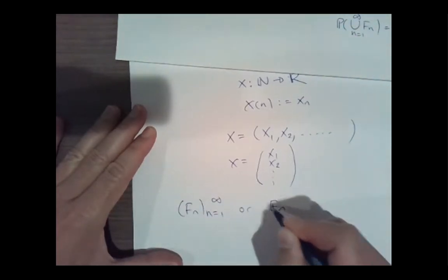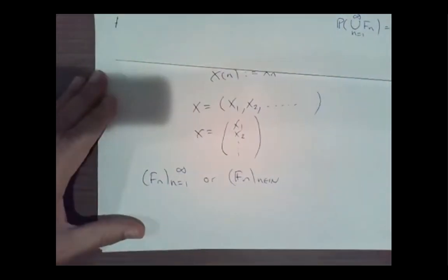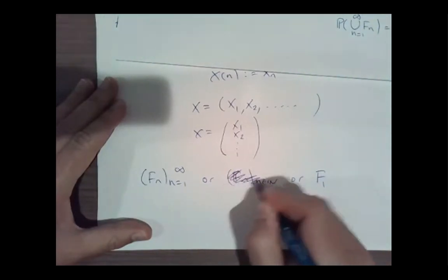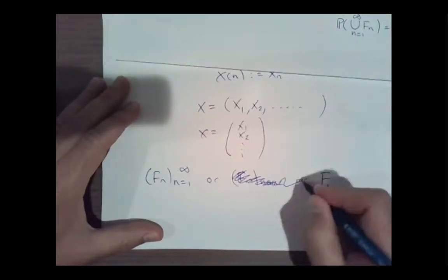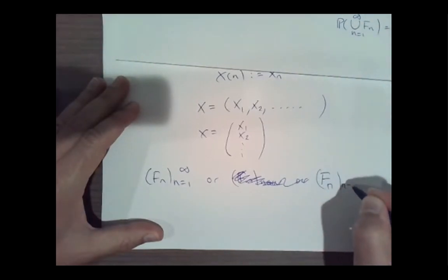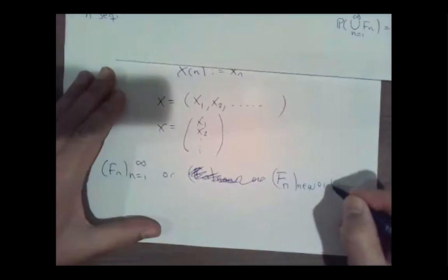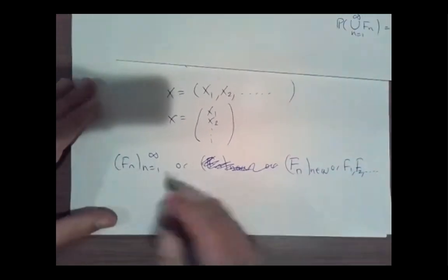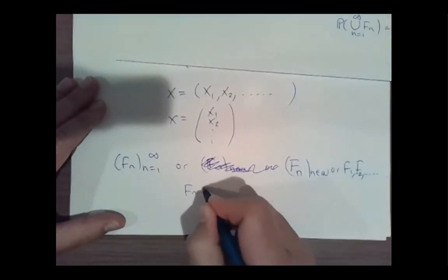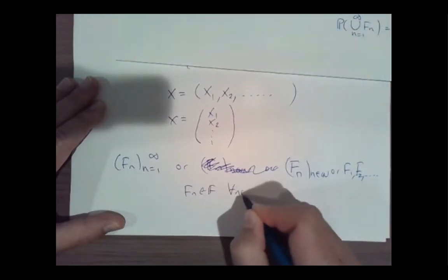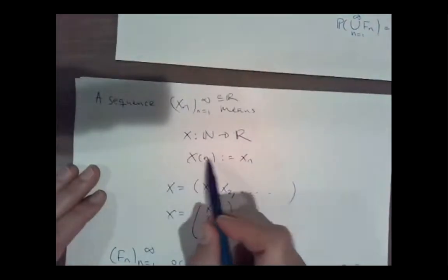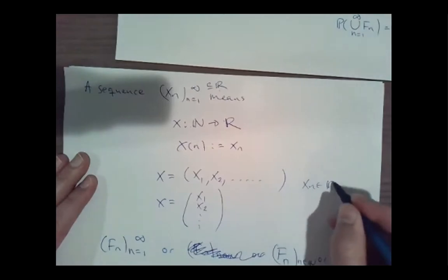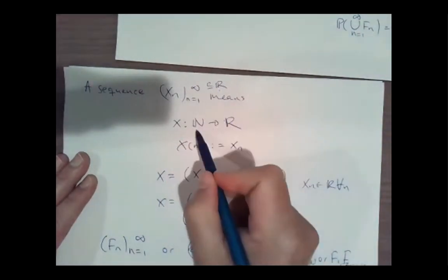Sometimes you'll see me write it like that, or I will write it as, oh, this is not bold, so this is Fn, n in the natural numbers, or I'll write it as F1, F2, and a bunch of dots. The only thing that means is that Fn belongs to F for any n in the natural numbers. What does it mean for this sequence? It means that I take an element here, and xn is an element in R for any n in the domain.